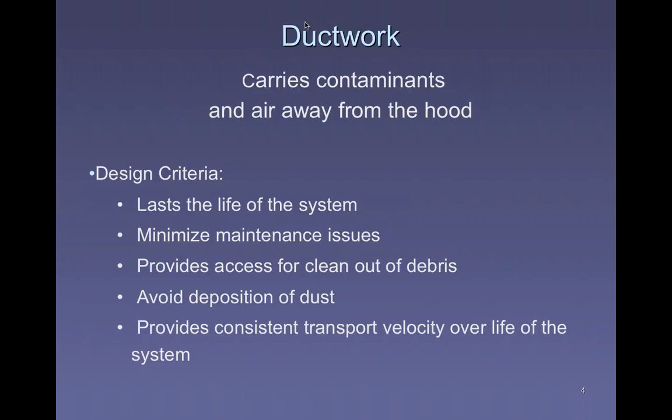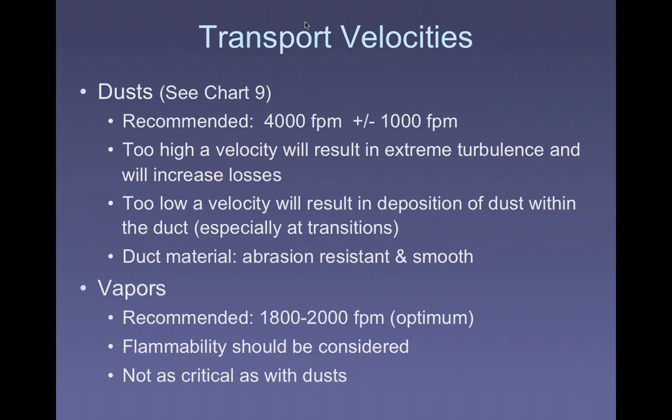Provide consistent transfer velocity over the life of the system. In other words, if you put filters in, make sure there's a maintenance program to change the filters so they don't interfere with the flow. And then they go into various transport velocities, which makes sense. For dust, you probably want 4,000 feet per minute. It really depends on the size and mass of the particles, but they're giving you a general range of 3,000 to 5,000 feet per minute, which you can play around with depending on how big you think the particles are going to be.